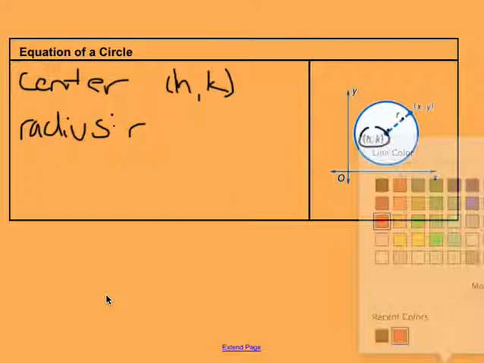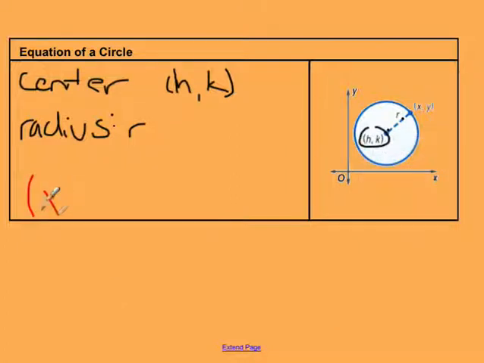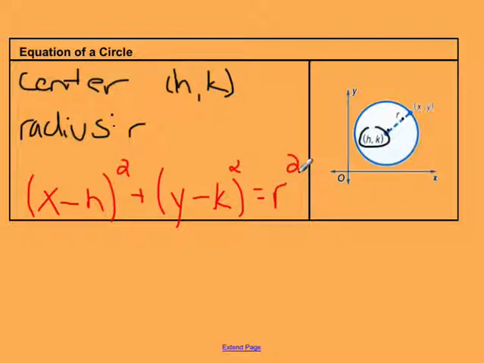Well, let's write it out. So what we're going to do is the x is always going to be in the equation. Then we're going to subtract or do the opposite value of the x coordinate of the center, and then we're going to square it. Then we're going to take our y and we're going to subtract or do the opposite of the y value of the center, which in this case is k, and then we're going to square it. And that equation right there is going to be equal to the distance of the radius squared. So let's go ahead and take a look at a couple examples of that.